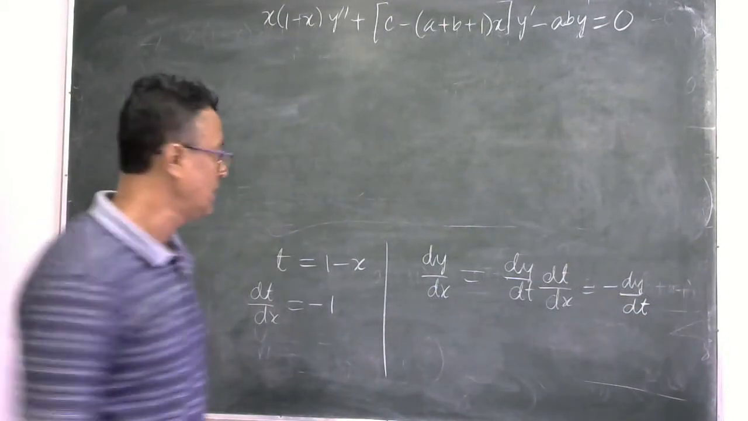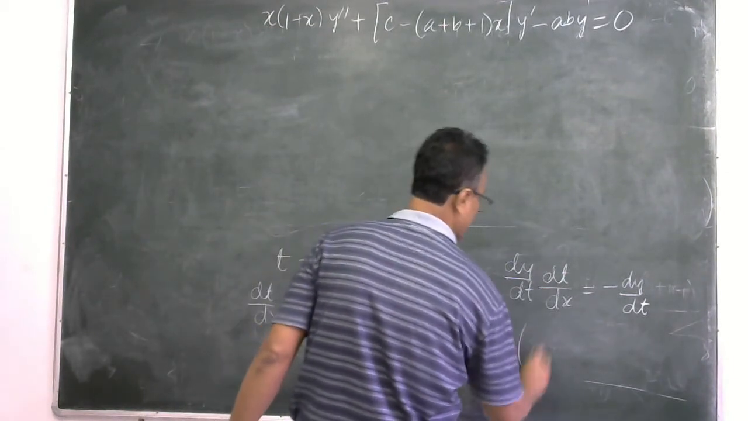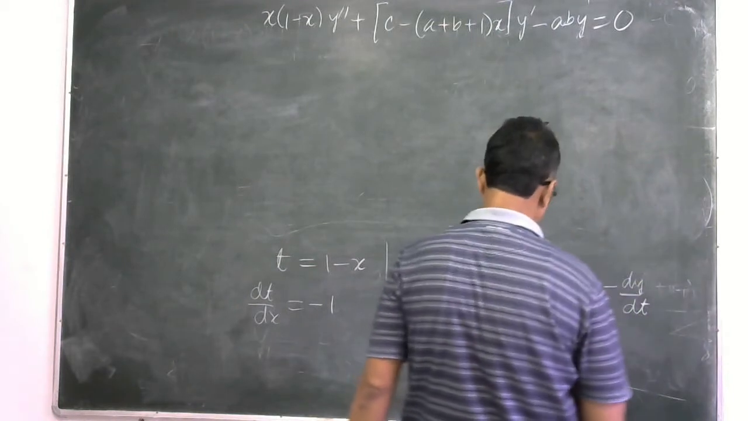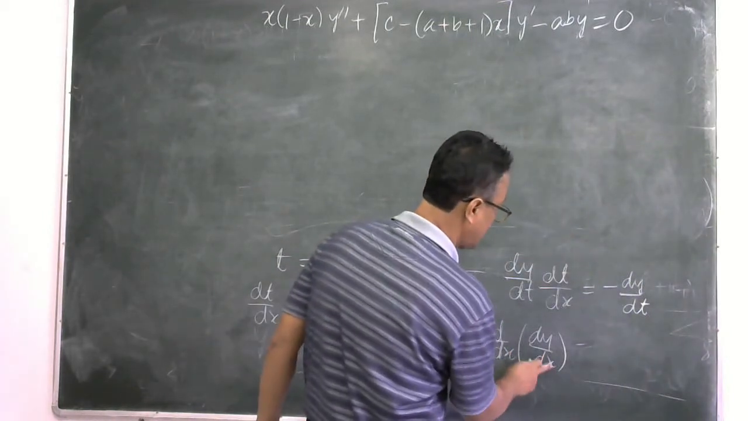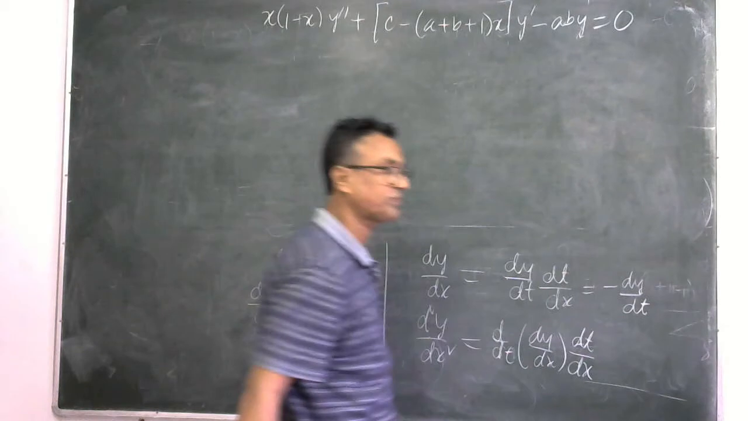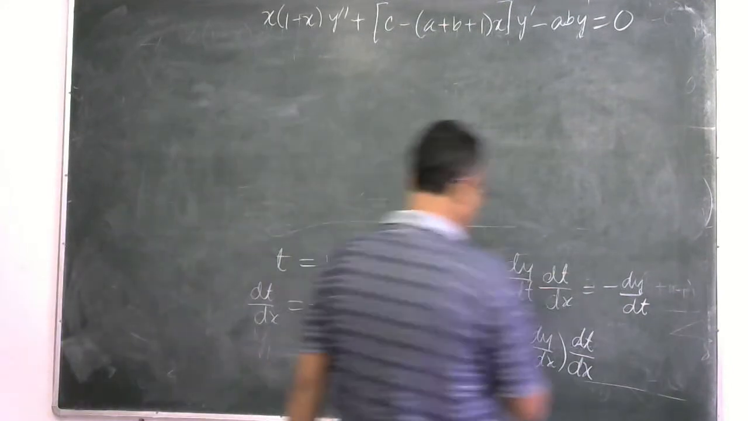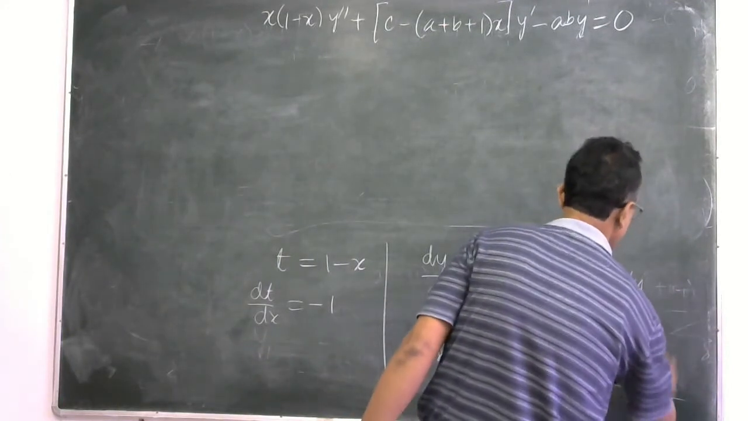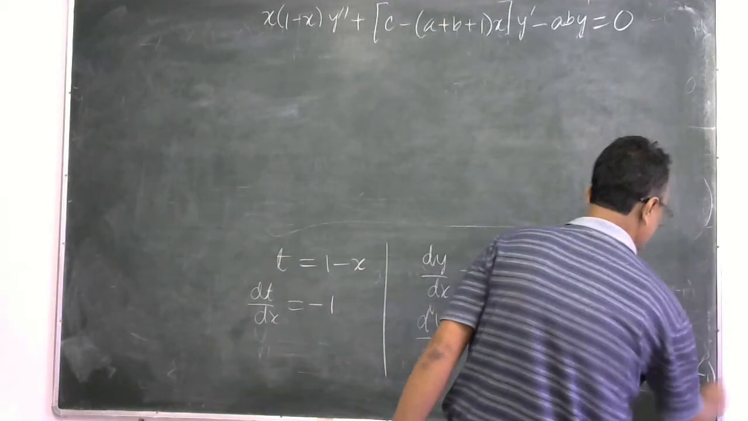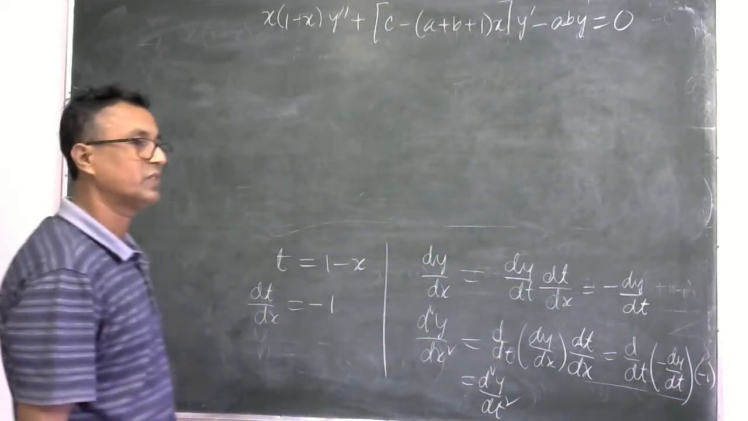Similarly, d2y/dx2 is d/dx of dy/dx. Again I can write it as d/dt of dy/dx times dt/dx. Is it okay? So this is going to be d/dt of minus dy/dt, and again dt/dx is minus 1. So this is basically going to give you d2y/dt2. Is it okay?